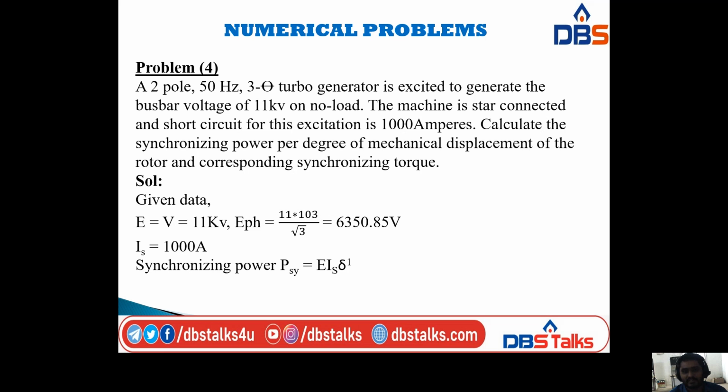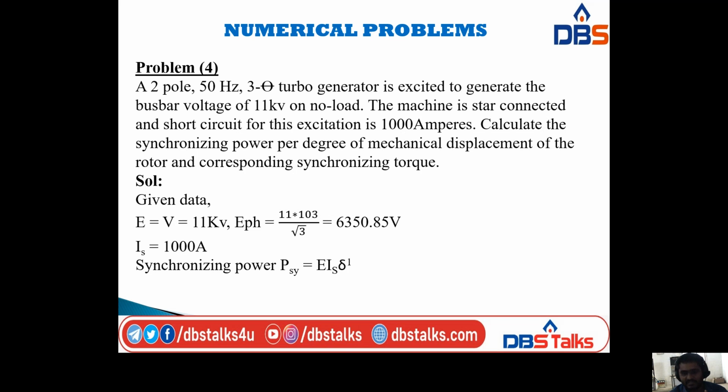Firstly, we will write the given data. In the problem, they have already given the number of poles as 2, the frequency as 50 Hz, and it is a 3-phase alternator. The busbar voltage E is equal to V, that is equal to 11 kV, on no load.